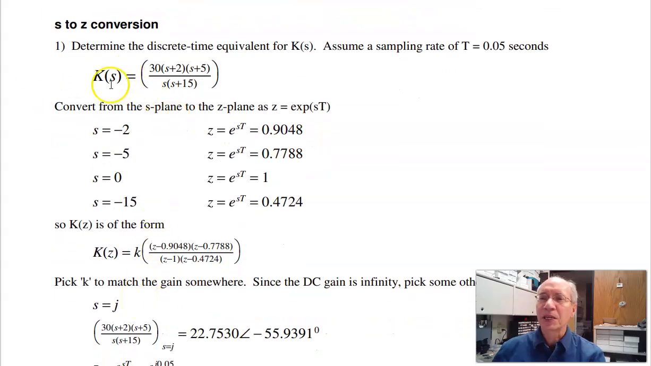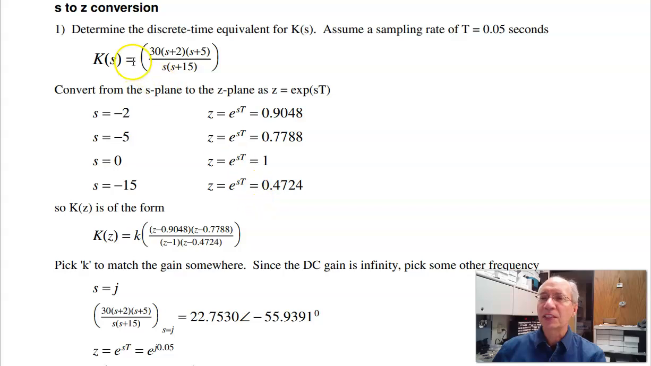Supposed to come up with the compensator K of S in the S-plane. What's the corresponding compensator in the Z-plane? To do that, I convert the poles and zeros as e to the sT. So pole at minus 2 becomes 0.9048, minus 5, 0, minus 15. So the form of K of Z is the same as the form of K of S. 2 zeros, 2 poles in the S-plane, 2 zeros, 2 poles in the Z-plane. Each one maps as e to the sT.